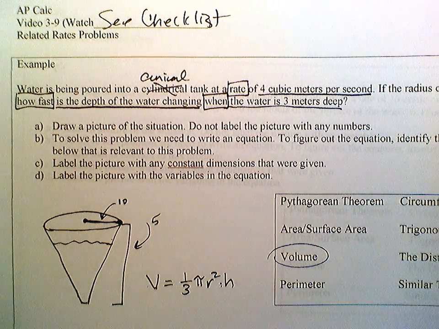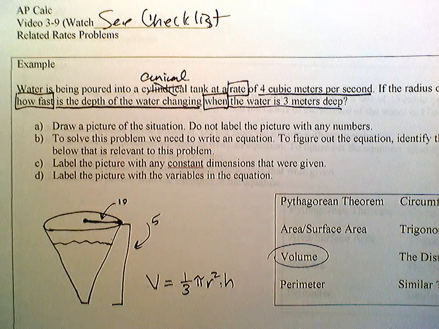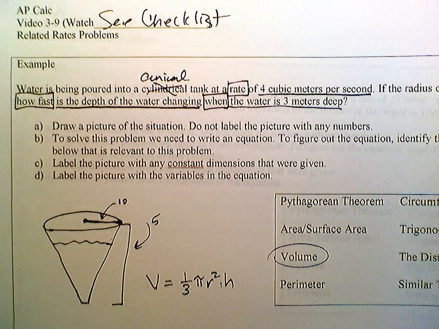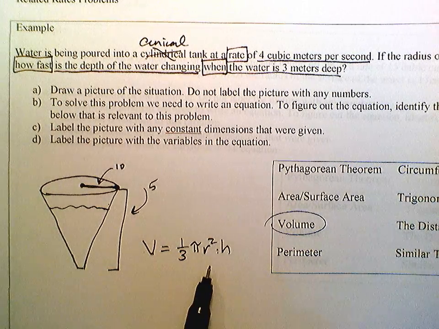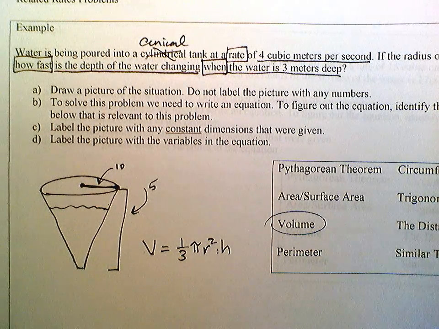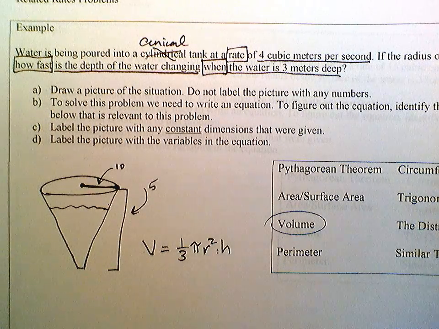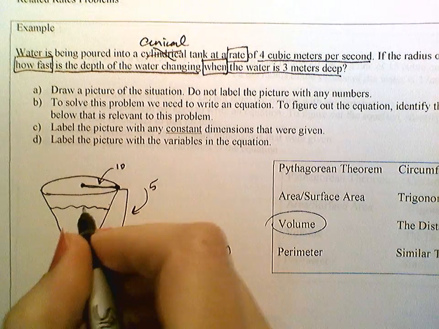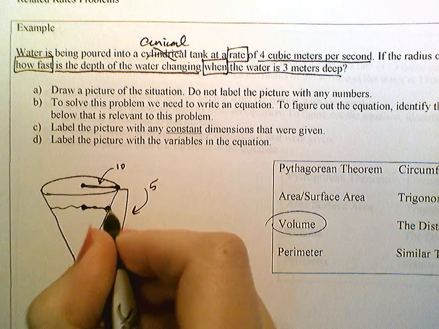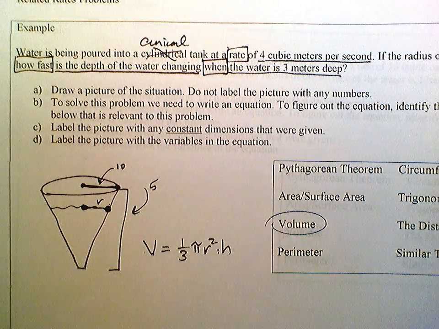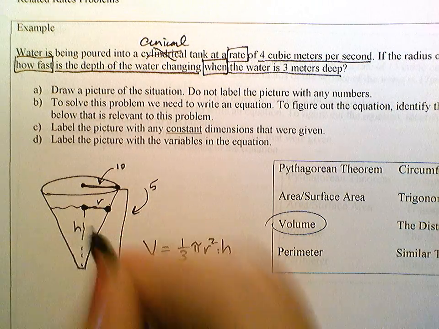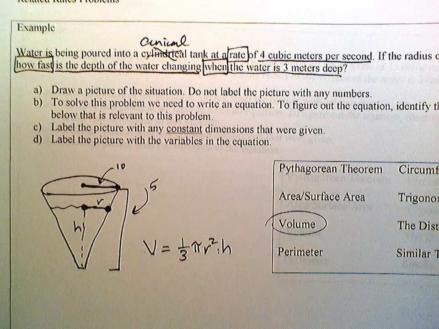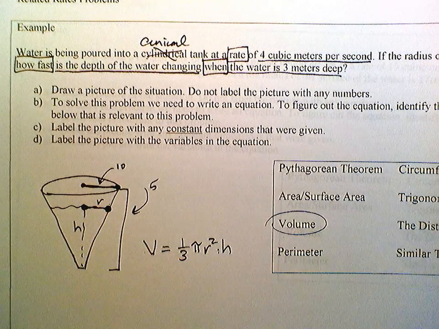All right, so you can only label the picture with constants. Okay, so label the picture with any constant dimensions that were given. Label the picture with the variables in the equation. So this equation, just like I said, this is the volume of what? It's not the volume of the tank itself. That would be how much water the tank could possibly hold. This is the volume of the water here. And this volume is changing. So that radius is changing, the radius of the water, and also right here, that's the height of the water. Those are not constants, so I can only label them with variables.